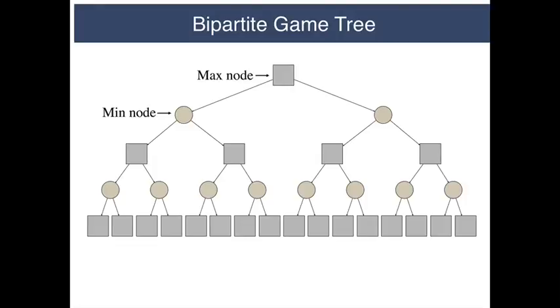Generally, we can think about Minimax as a search on a bipartite tree consisting of alternating max nodes, shown here as gray squares, and min nodes, shown here as beige circles. The max nodes represent the choices of the player, while the min nodes represent the choices of the other players. Now, in the case of games with more than two players, there can be multiple layers of min nodes between each layer of max nodes, one layer for each opponent.